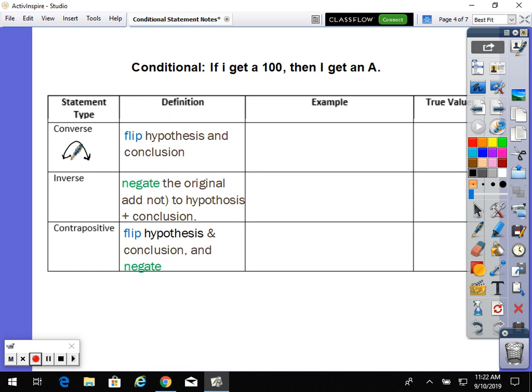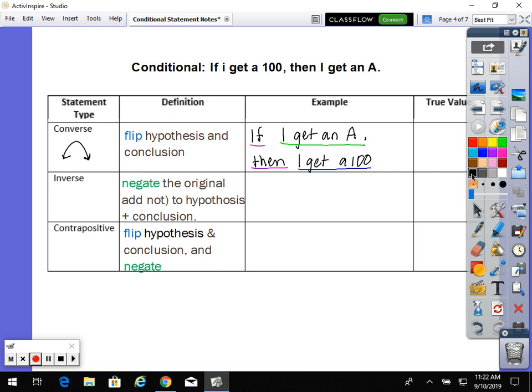So from our previous example, it's going to be still if, still then. But in this case, it's going to be if I get an A, then I get a 100. And we're going to color code. So purple for the if and the then. Blue is now, it's still that I get a 100, but it's after the then. And then green, I get an A.